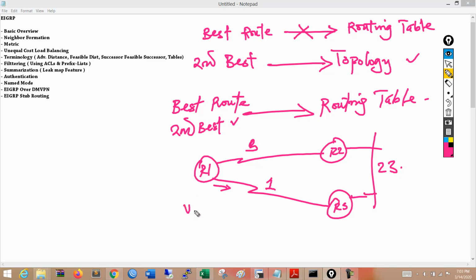But when you configure a feature called variance, you can make EIGRP put both this path via R2 and the path via R1 into the routing table, and now you do what? An unequal cost load balancing, in the sense that the router can decide to say, for every 3 flows that I send to network 23 via this path, I am going to send 1 flow via this path. That is what unequal cost load balancing is, and that is what it does.